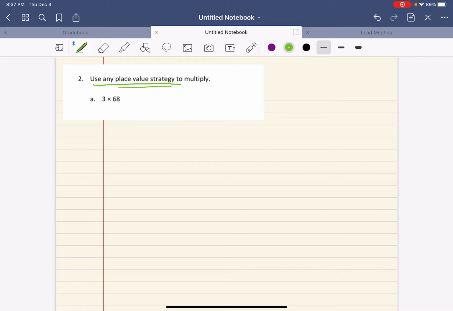Now, repeated addition is not a place value strategy because you're not breaking up the number and looking at each individual place value. Skip counting is not a place value strategy, so those two will not fly. So skip counting, no. Repeated addition, no. Okay, you can use any one of the three I'm about to go over.